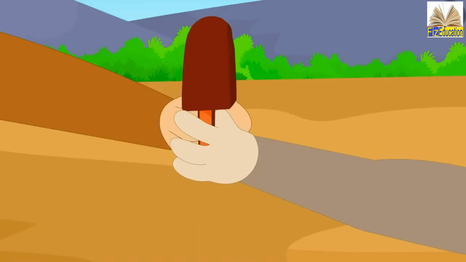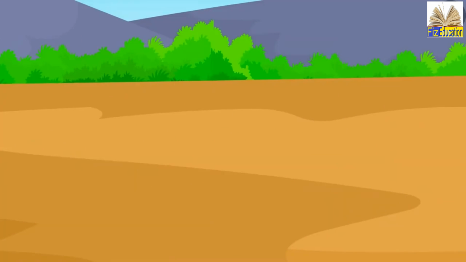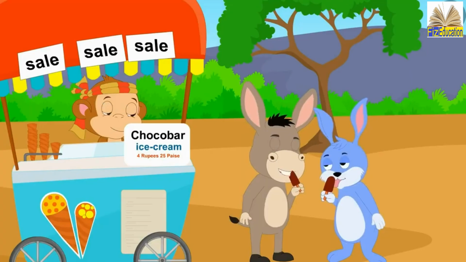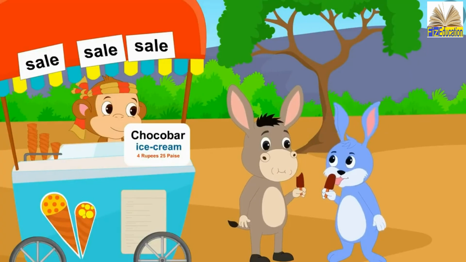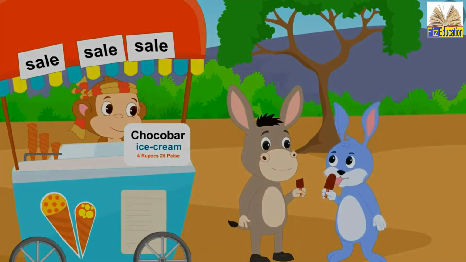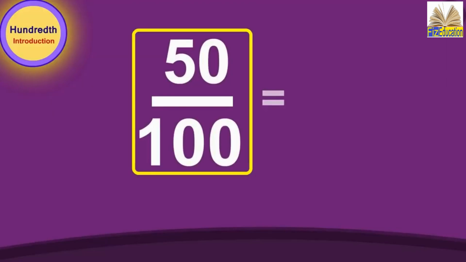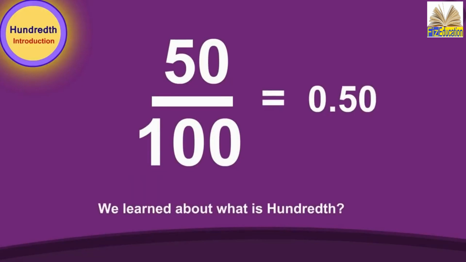Bunny and Bhola bought one Chocobar ice cream each from Babban and happily returned home eating ice cream. Children, in this video we learned about what is hundredth. In the next video, we will learn more about it through some interesting examples.